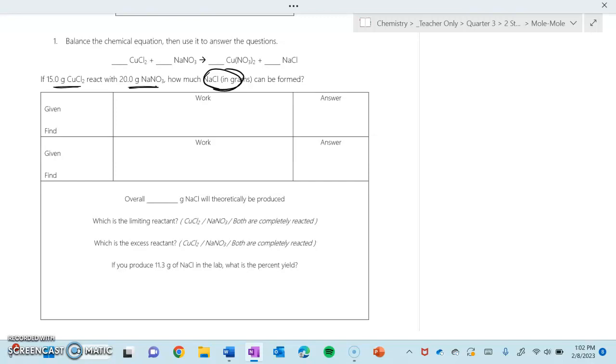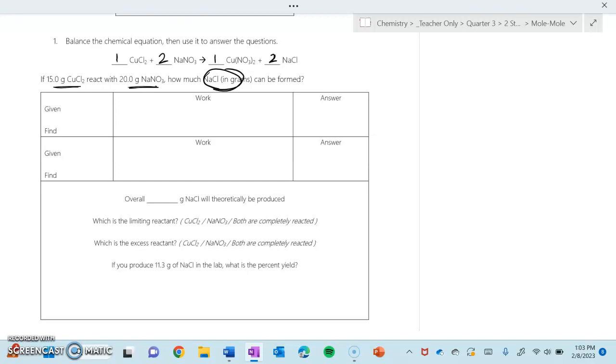So let's start by balancing our equation, because we will need that when we do our mole ratios. It looks like we have 2 nitrates on the product side, so I'm going to put a 2 in front of sodium nitrate to balance that out. Now our sodium is 2, so we'll put a 2 here, and that also takes care of the chlorine. So our coefficients are 1, 2, 1, 2. Now we are ready to start our calculation.